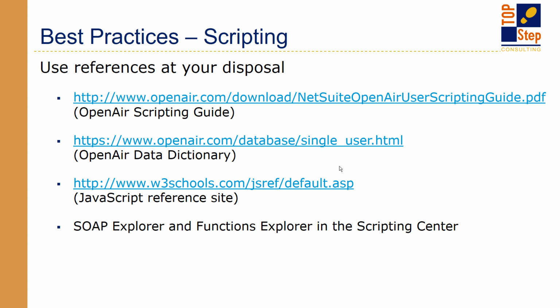Best practices in scripting. There's a few references here that I strongly recommend. The first one is the OpenAir Scripting Guide. That's far and away the most useful piece. It's got lots of examples. It gives you details on every function that you can use in the scripts. All of those NSOA libraries are described in detail. It's a very good reference.